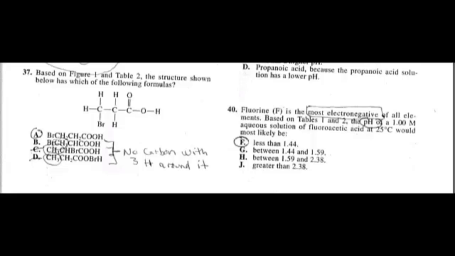Test 69A, Science Practice Problem number 37. Number 37 states, based on Figure 1 and Table 2, the structure shown below has which of the following formulas? Well, even if you don't look at Figure 1 or Table 2, you can use a little kid logic or geniusness here. First of all, here's what we see. The structure here, there's a hydrogen on one end, and then there are 3 carbons in a row with an oxygen at the end and then another hydrogen attached to that.